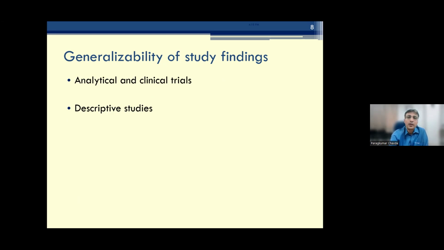Regarding generalizability of study findings, we should demarcate between analytical and clinical trials versus descriptive studies. In analytical and clinical trials, if I find out whether a new intervention is better than the older one, and I go on doing that in different places, I might come out with similar results. But descriptive studies might give me different pictures, right? It would depend on the local prevalence of the disease, local incidence of the disease, and so on.